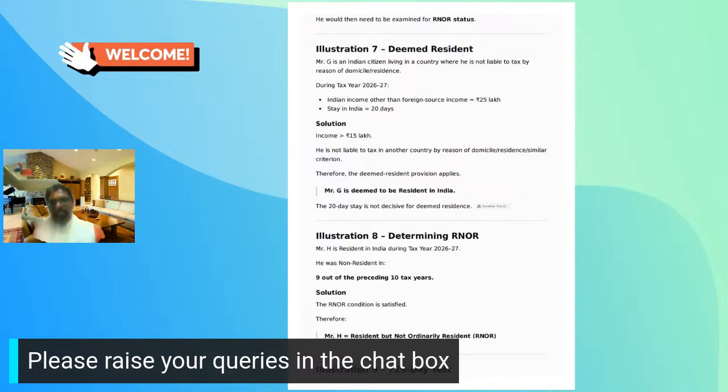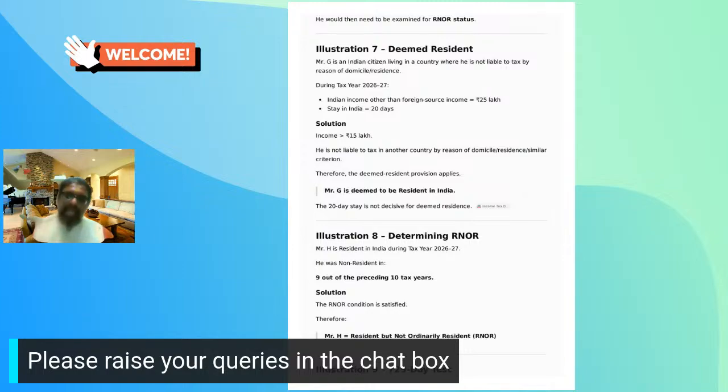In this case, since his income is exceeding 15 lakhs, and he is not liable to tax in another country by reason of domicile, residence or similar criteria, Mr. G is deemed to be a resident in India. This deemed resident concept is applicable only for Indian citizens, not for other people.